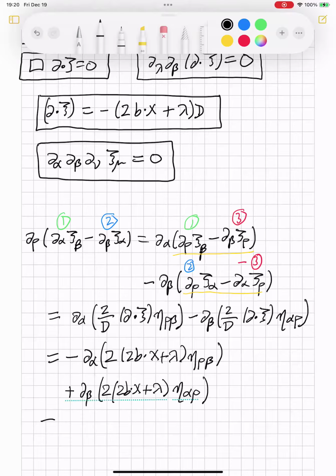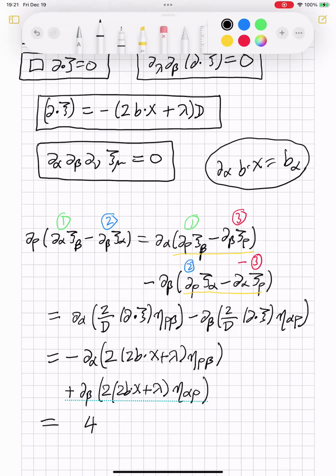So if I take the derivative of the first term, ∂_α will act on the λ to give me 0. ∂_α will act on the η_ρβ to give me 0. So the only term that it hits is this b·x. When I take a derivative ∂_α on b·x, well, ∂_α on b·x is nothing but b_α, okay? So that's the equation I'm going to be using now. So 2 times 2 is 4. It's negative. And we've got b_α, and we've got η_ρβ. So this comes from evaluating that term over there.